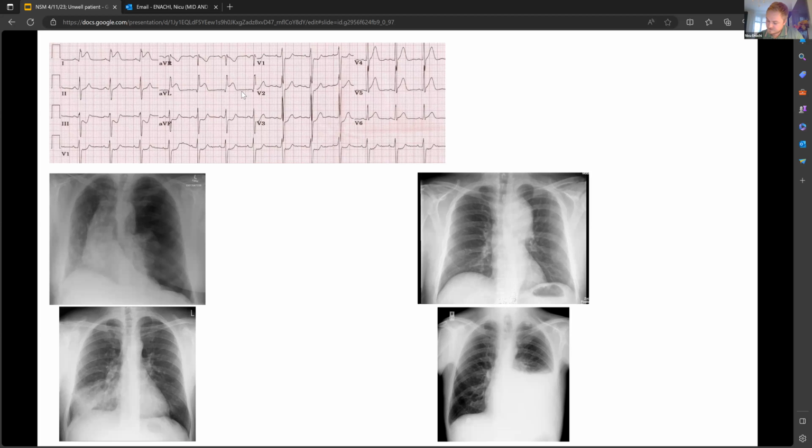Devney: ST elevation from K, lead 1, depression in 3. You're right, there's an ST elevation here, and there's some in AVL as well, you might notice, and there's some ST depression in lead 3, AVF.